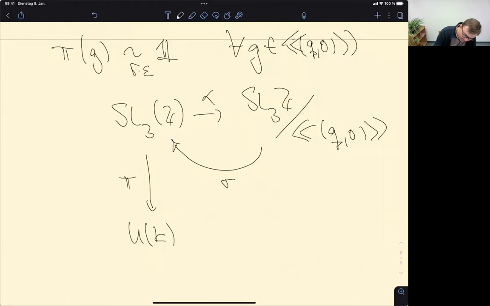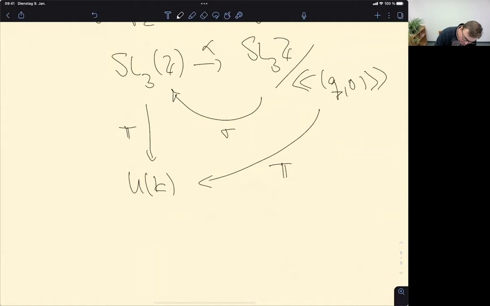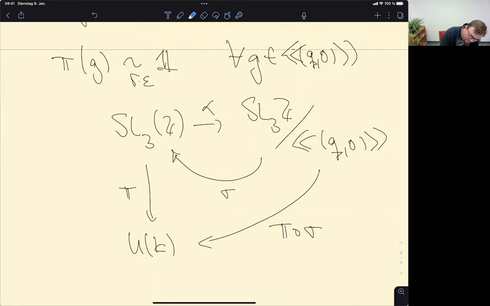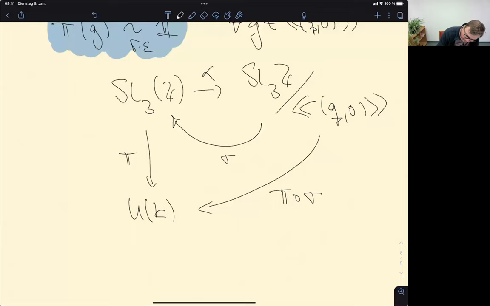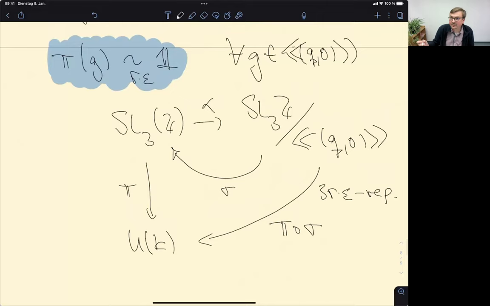And what you are now considering is this composition. So you consider pi composed with sigma. And from the property that I have written up here, it's not complicated to check that this is also probably something like 3 times R times epsilon representation, right? Because you make some mistakes, because the kernel of the homomorphism is what it is, and it's mapped to non-trivial unitaries, but never too far away from the identity. So if this was an epsilon representation here, this map pi comma sigma is now still some sort of epsilon representation, only with a different epsilon, with 3 times R times epsilon.